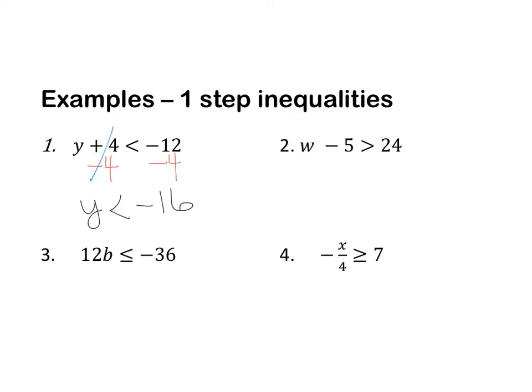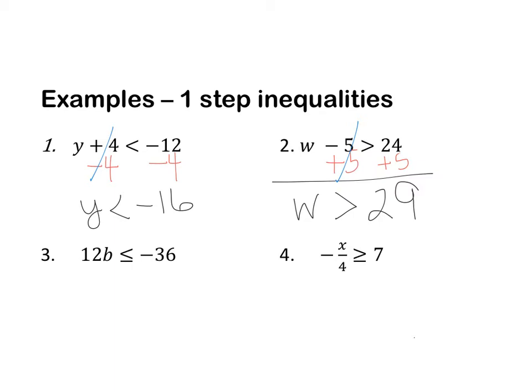Alright, example 2. W minus 5. So there is subtraction going on. So in this case, I'm going to undo my subtraction with addition. And I'm going to add the exact same number I'm subtracting. And if I add it on one side, I have to add it on the other. Alright, and negative 5 plus 5, my 5's cancel out, and I'm left with W. I bring down my inequality, which is my greater than symbol, and 24 plus 5 is 29. So my answer is W is greater than 29.